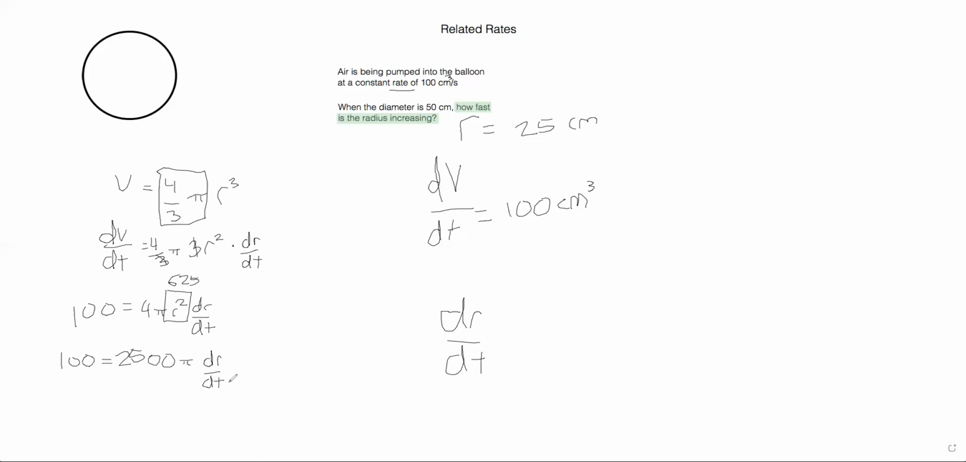Yep, exactly. Okay. So now all we need to do is divide both sides by 2,500. So I'm going to start by dividing 100 on both sides. So we're going to have 1 over 25 pi equals our answer. And so the radius increases by 1 over 25 pi centimeters per second. Exactly right. Okay. Wow, this is interesting.